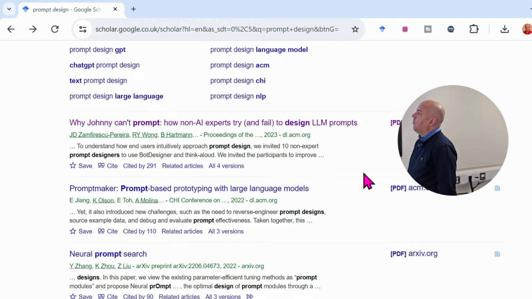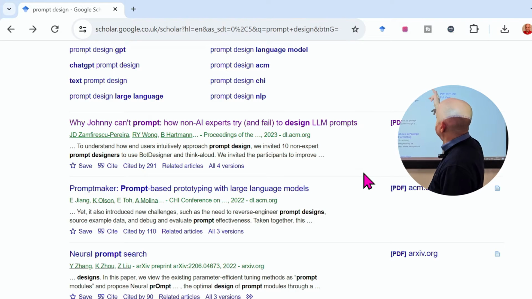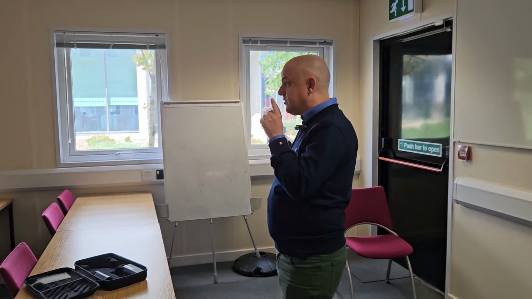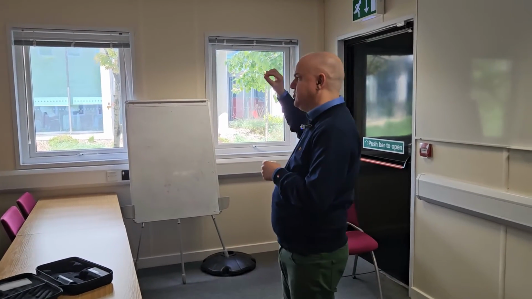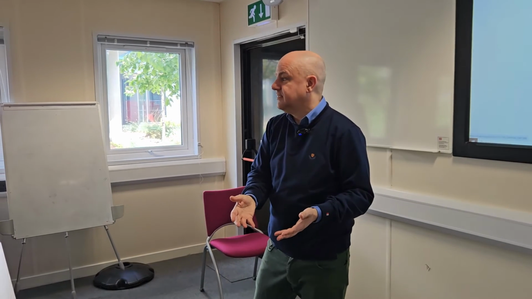What about this one? Why Johnny can't prompt? How non-AI experts try and fail to design LLM prompts. Relevant or not? If we look at what we've been doing, we're looking at good practice, yeah? The things that ensure success. Now this paper does it from a different perspective, which is why they fail. So is it relevant to learn why you fail? Or is it more relevant to know why you succeed? I would say both.